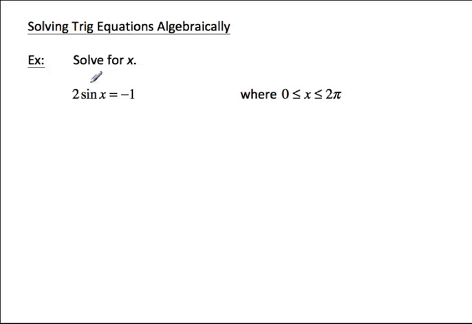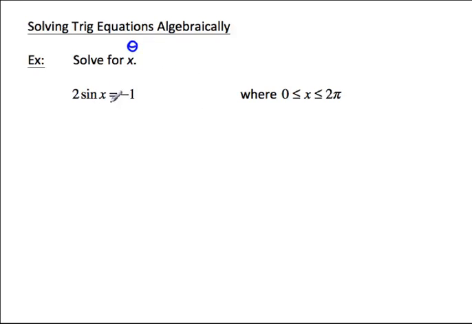So we're asked to solve for x where 2 sine x is equal to -1 and where x is between 0 and 2 pi inclusive. Now note in the video we're using x for the principal angle throughout, but you could alternatively use theta if that's what you prefer. Just replace all of the x's with thetas throughout.